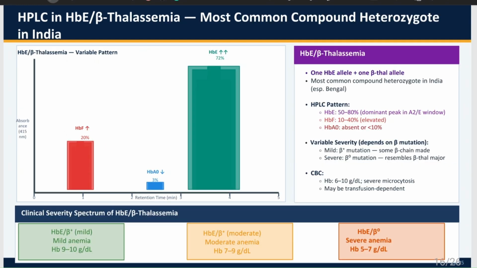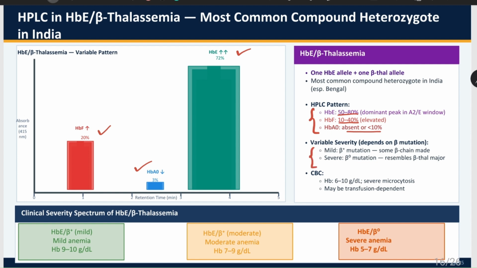Now for the diagnosis of compound heterozygous types, which are very much common in eastern part of India, that is for the diagnosis of HbE and beta thalassemia. In these cases, due to beta thalassemia, the HbF level is high, and due to HbE, the HbE level is elevated, and proportionately the adult hemoglobin level is reduced. So you can see here that HbE is around 50 to 80%, HbF is 10 to 40%, and adult hemoglobin is absent or less than 10%.